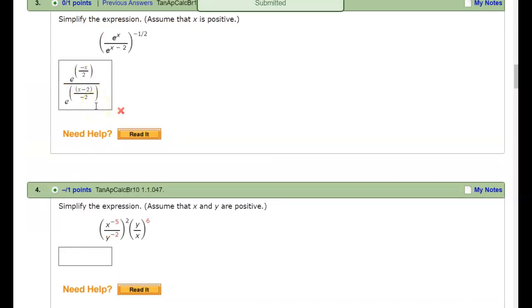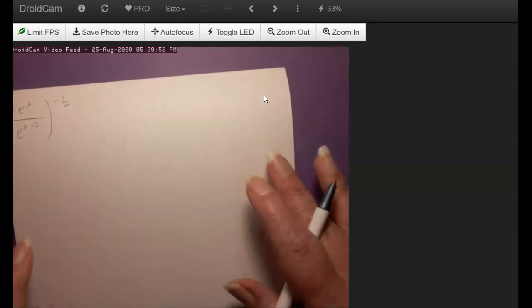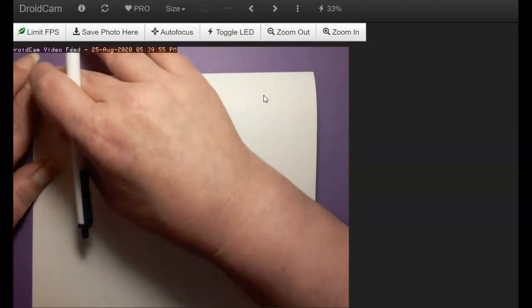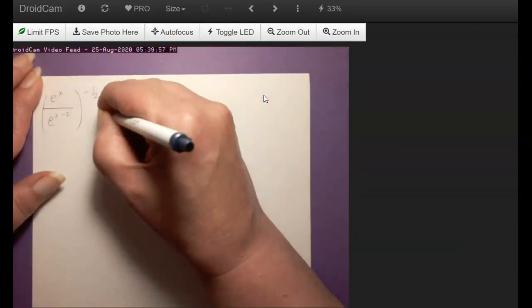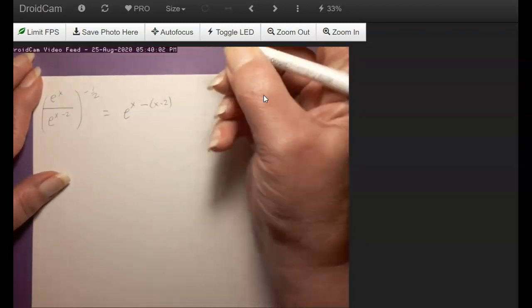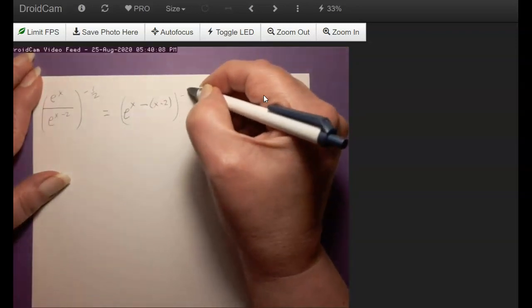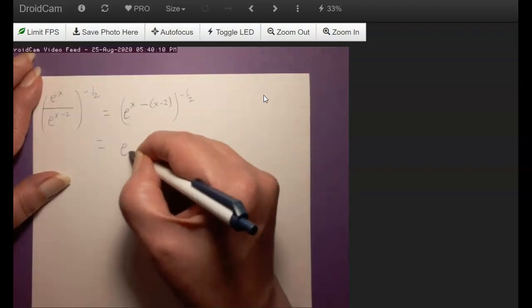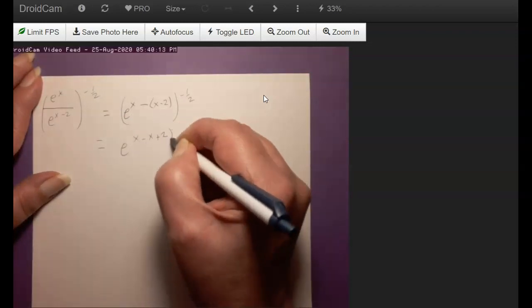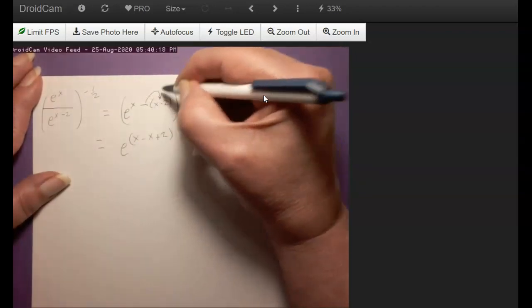And it didn't like it, so that means they want it simplified a little better than what I have it simplified. So I'm going to come over in here and solve this problem and simplify it before. So this actually means e to the x minus x minus 2. So I'm just subtracting the exponents. I have the same base, I can subtract the exponents, raised to the negative 1/2 power. And that's the same as e to the x minus x plus 2, being careful with the negative being distributed here. Remember that you have to distribute.